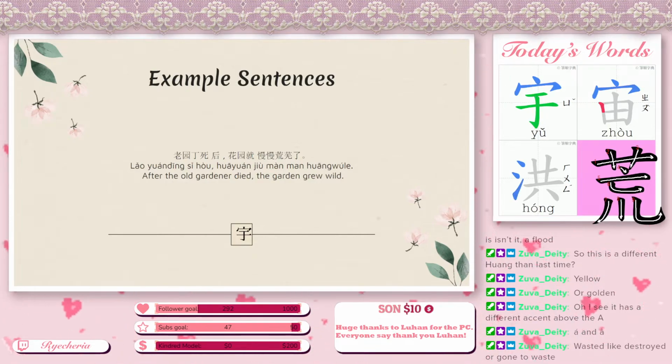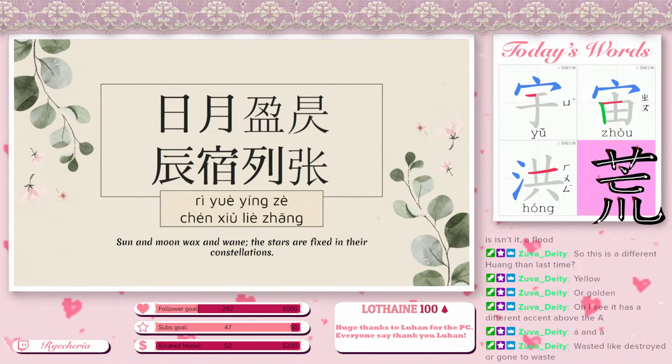And that is all for the words today. If you have any questions, type them now. And next week we'll go through this section. So these eight words. So first four on Monday, last four on Friday. 日月盈昃，辰宿列张。So we'll go through those next week. Do you have any questions?